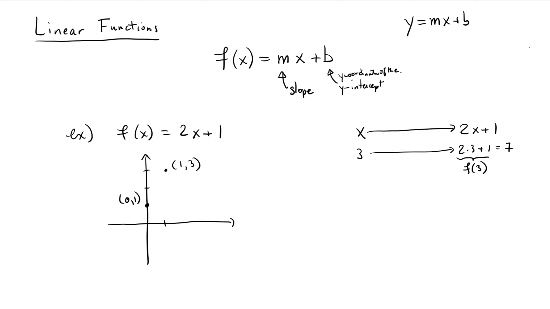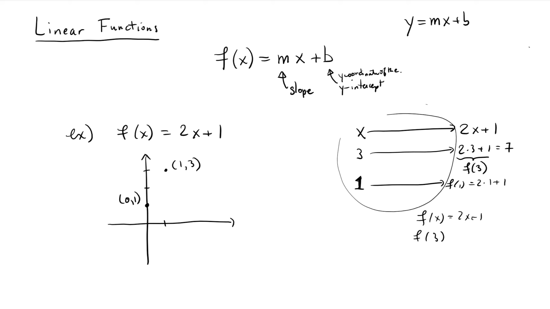But I could do that also by replacing x by 1 in the function, f of 1, right? If I put 1 here, f of 1 is going to be 2 times 1 plus 1. Okay, so generally speaking, we never write down these arrows, right? We're just going to write f of x is 2x plus 1. Then we could write f of 3 is 2 times 3 plus 1, which is 7. And finally, f of 1 is 2 times 1 plus 1, which is 3, right?